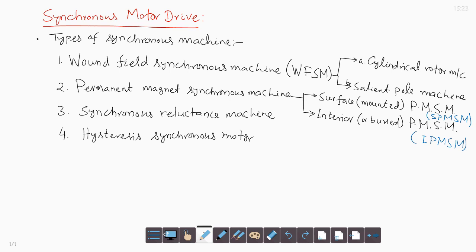And the third type is synchronous reluctance machine. So, let us discuss synchronous reluctance machine. In synchronous reluctance machine, it has stator winding just like other synchronous machines, normally a 3-phase distributed winding in the stator. The rotor construction is the same as the salient pole synchronous machine. That means the rotor is a salient pole rotor.